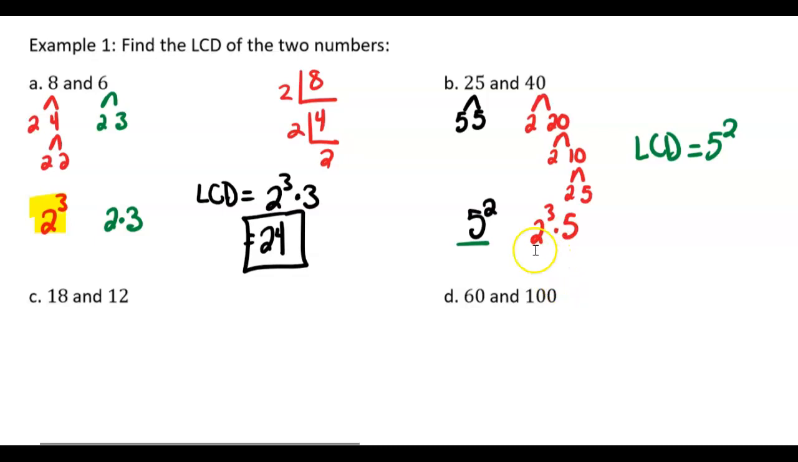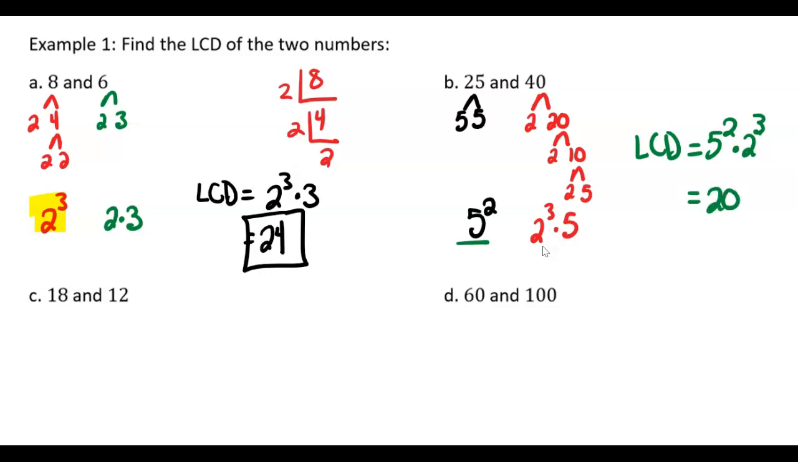Now I look at 2. On the first one, there's no 2, so think of that as like 0 2's. And then over here, there's 2 cubed. The highest between the 2 is 2 cubed. So now you can use a calculator to do this. 5 squared is 25, times 2 cubed is 8. You do that in a calculator, 200.